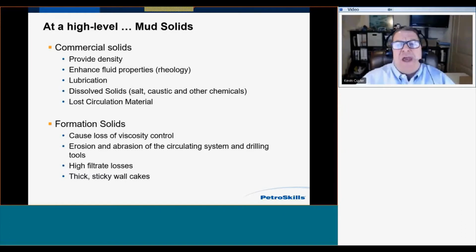The other problem that we really have with formation solids is very high filtrate losses. The reason for this, as we often talk about, is that solids generated in the wellbore are oftentimes very angular. They are non-uniform. So when we try to build a good wall cake with formation solids, the wall cake isn't very stable. It's not very consistent. And thus we have very high filtrate losses into the formation when we try to build a filter cake with formation solids. We know that they build a very thick, very sticky wall cake with lots of fluid loss. And of course, anytime we have a very thick, sticky wall cake, we increase our chances for stuck pipe.